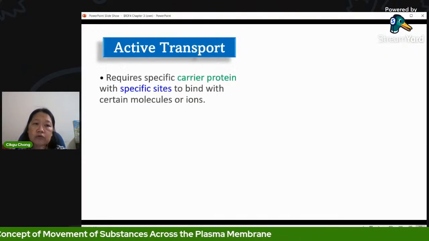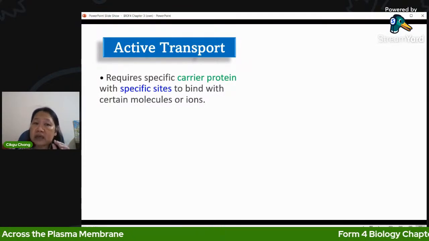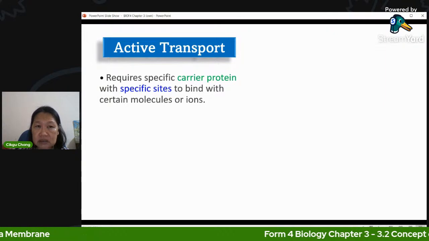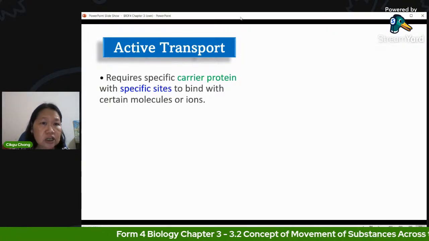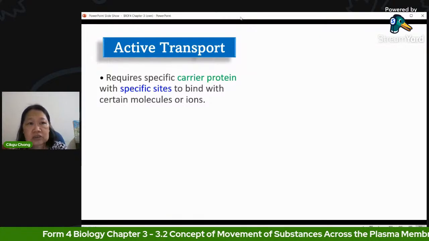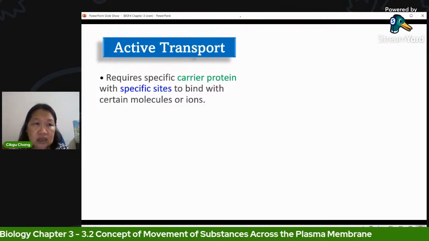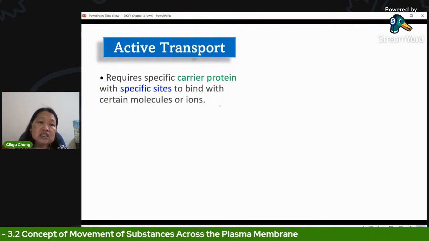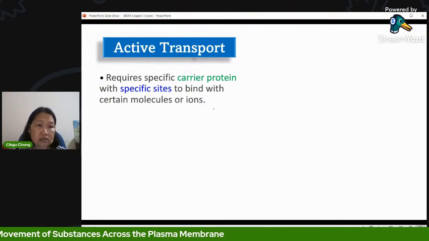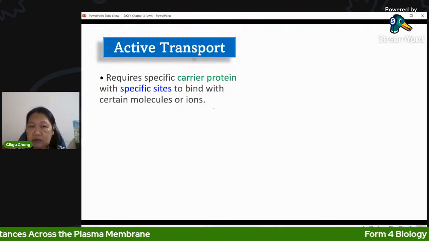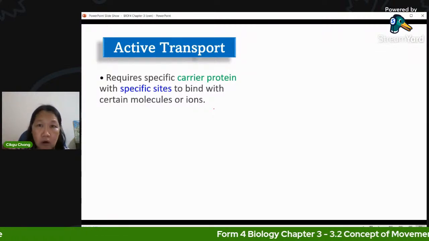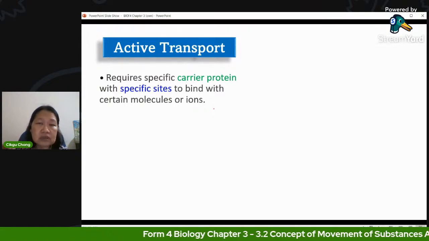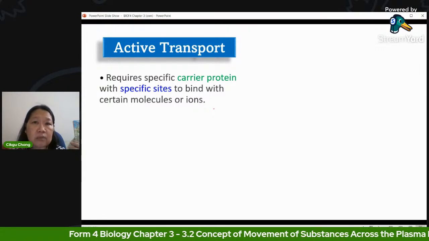Next, it requires a specific carrier protein with a specific size. Remember just now I said the carrier protein is not multi-purpose. You have specific carrier proteins only for certain substances. So if the substance cannot move in through one, it must go in through another specific carrier protein. It has to bind because not all molecules have the same shape. It cannot fit into all. There is no one carrier protein that can fit all types of molecules.